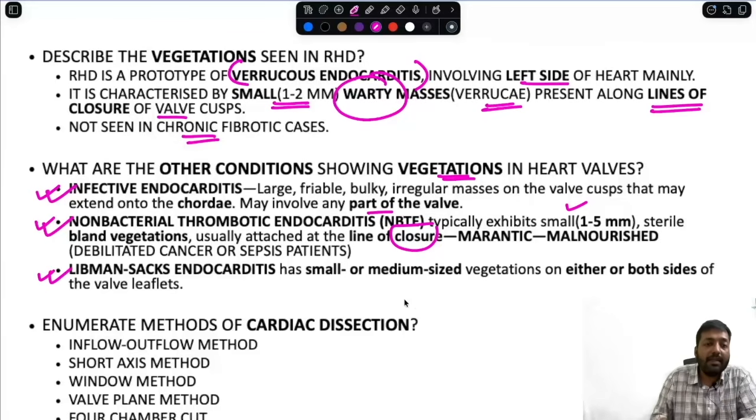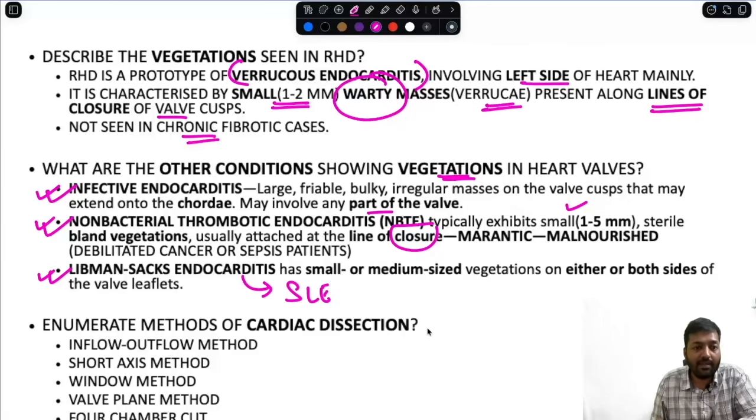Thirdly, we are having Libman-Sacks endocarditis. They have small or medium sized vegetations on either or both sides of the valve leaflets, mainly in patients of systemic lupus erythematosus, SLE patients.